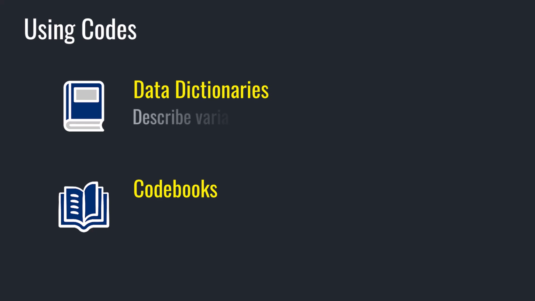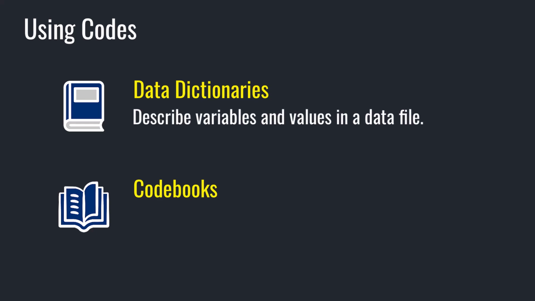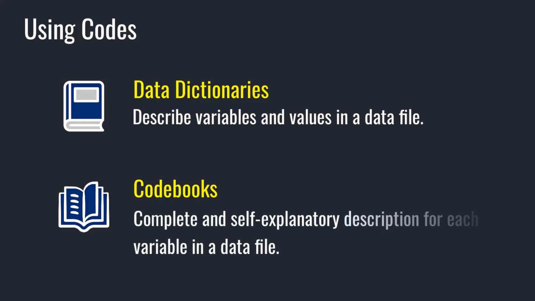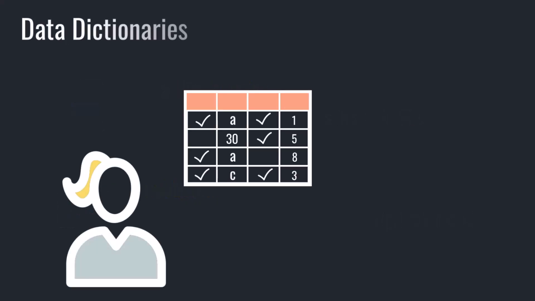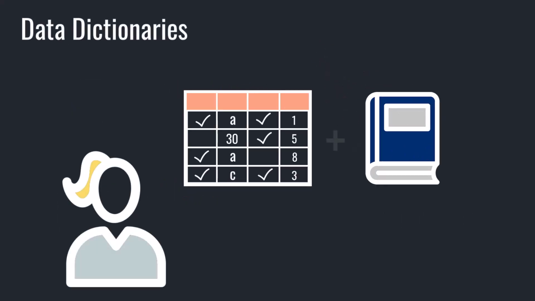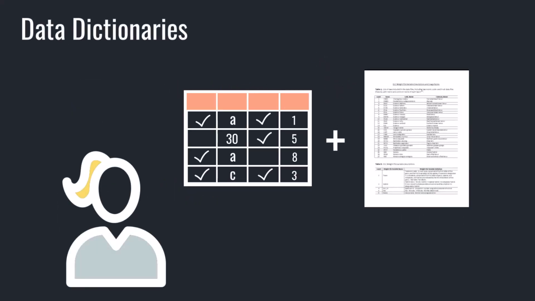Data dictionaries are a way to write out a detailed description of the data at the level of each variable within a dataset. Codebooks are often more detailed than data dictionaries. They are commonly used in social sciences and contain the list of codes used in research. A well-documented codebook also contains information intended to be complete and self-explanatory for each variable in a particular data file. First, we'll consider data dictionaries. Data dictionaries are usually saved in a separate text file from the data.